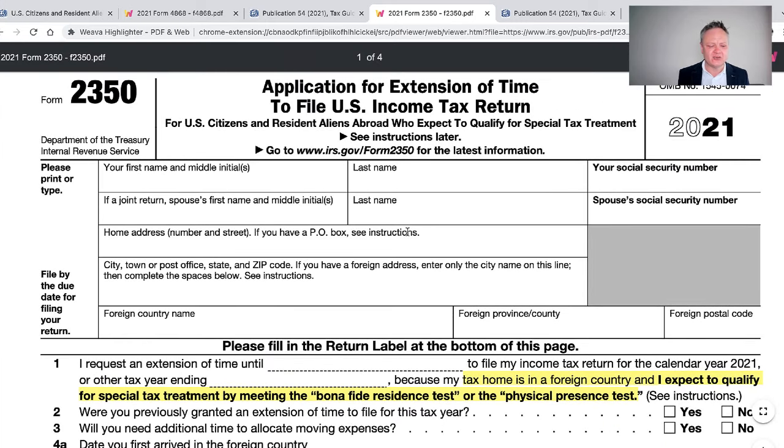Okay, this is Form 2350. This is in addition to the 4868, but it gives you extra time. So from October to December, an extra 2 months, guys, of doing your tax return to the IRS, not payment. Okay, I made that clear. Not the payment, but the actual tax form being submitted. It does say here on the Form 2350, I want an extra 2 months because I meet the presence test and the bona fide test.